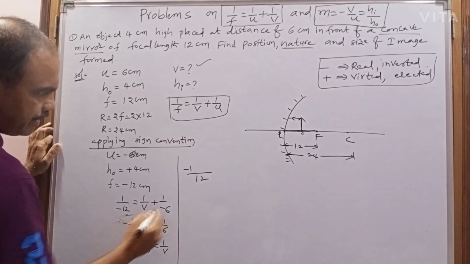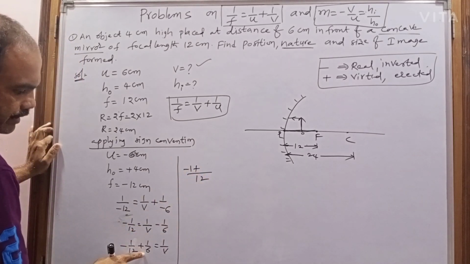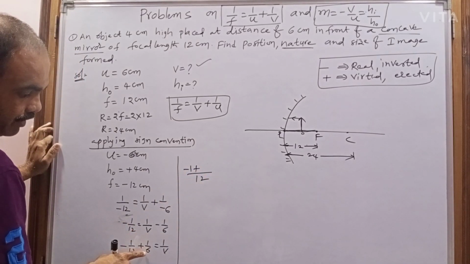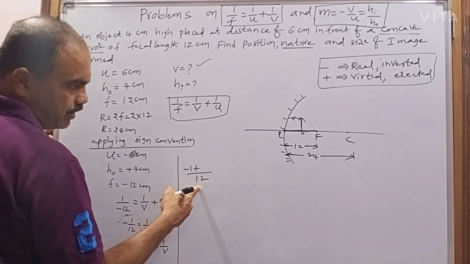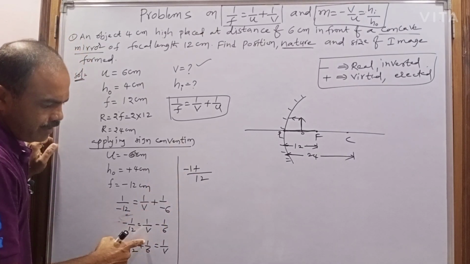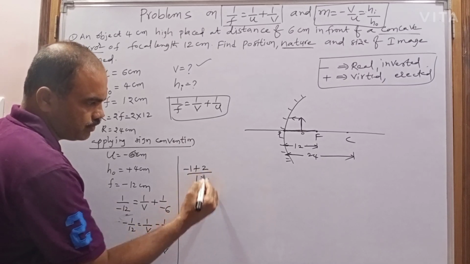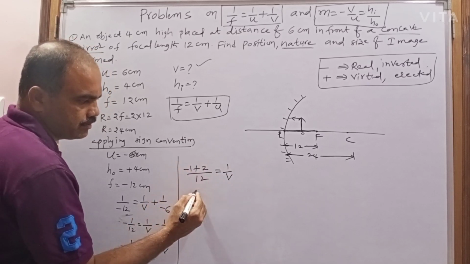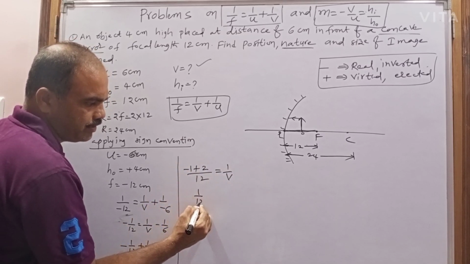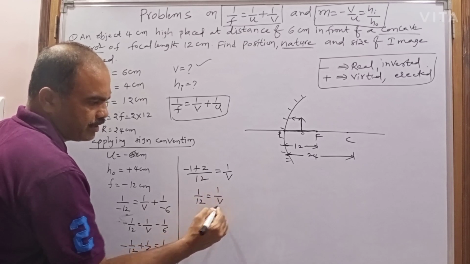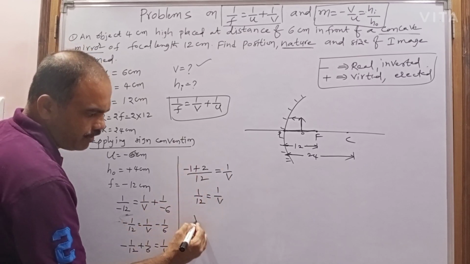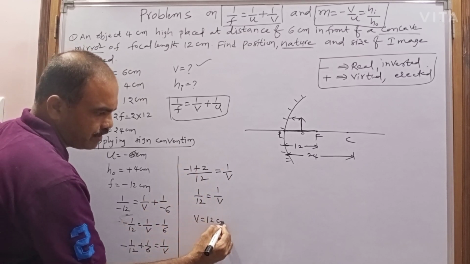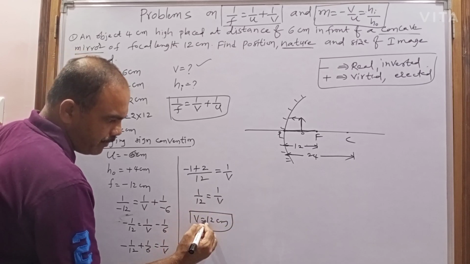Next, what is the sign here? Plus. With what value is 6 multiplied to get 12? 2. So the 2 will be multiplied with the numerator 1. So 1 into 2, 2, equals 1 by V. So minus 1 plus 2 is 1 by 12 equals 1 by V. Then after inverting, how much do you get? 12 centimeter. So here you are getting a plus value.